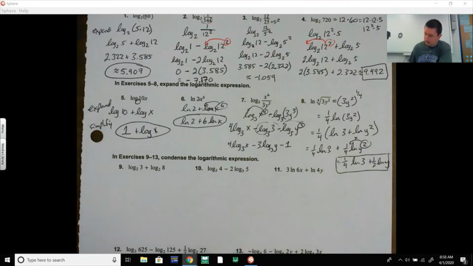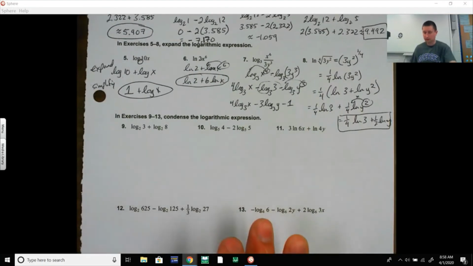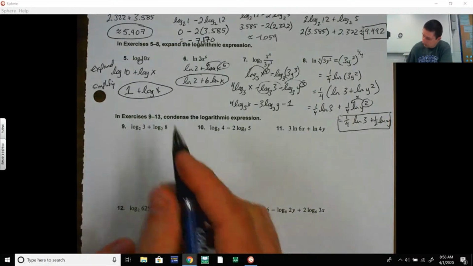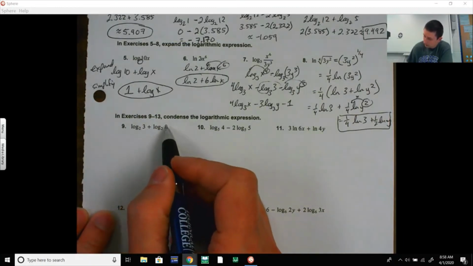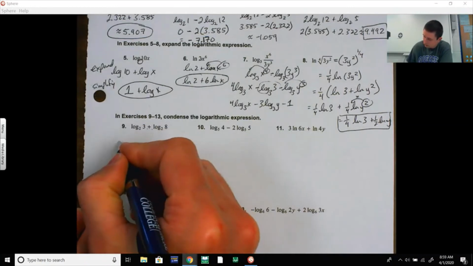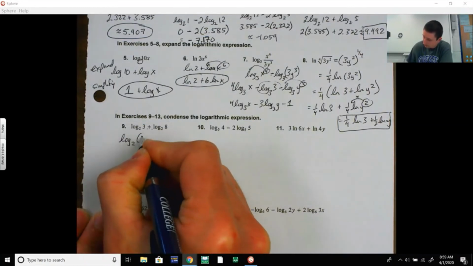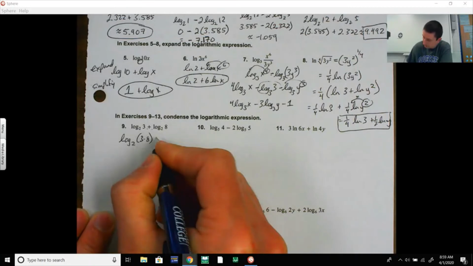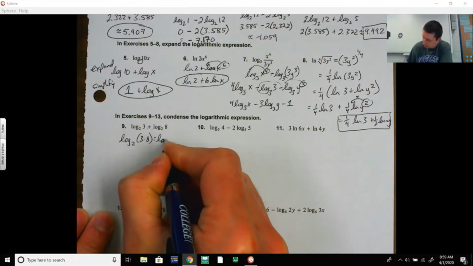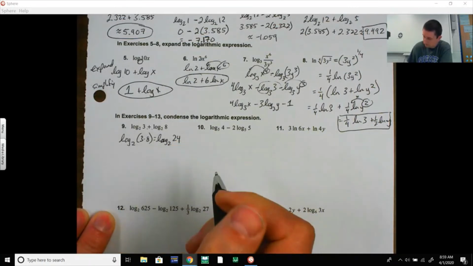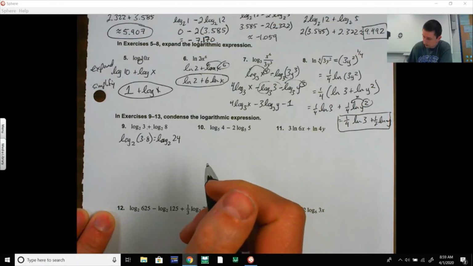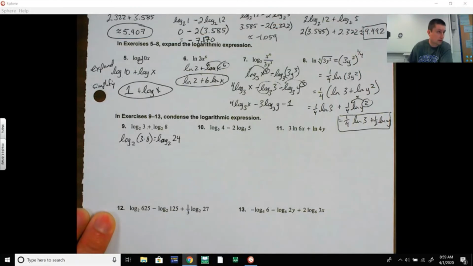Okay. Condensing the logarithmic expression, this just goes the other direction. So log base 2 of 3 plus log base 2 of 8. You're adding them, so you're going to multiply them. Log base 2 of 3 times 8. So that's the log base 2 of 24. I think that's going to be what they want there.